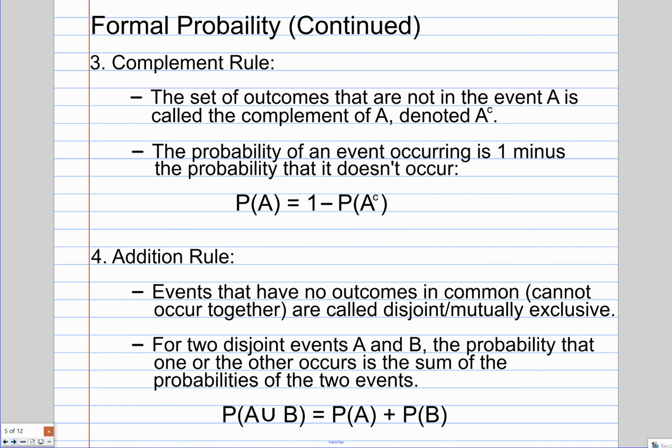Almost there. Now, the complement rule just means that if I tell you the probability of something happening is a number, then the probability of that not happening is 1 minus that probability. So if your probability of getting a B in this class is 0.7, your probability of not getting a B is 0.3, which is 1 minus 0.7. That's called the complement.